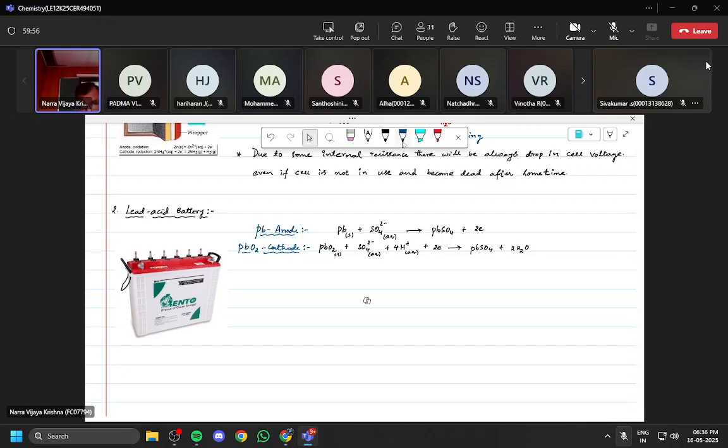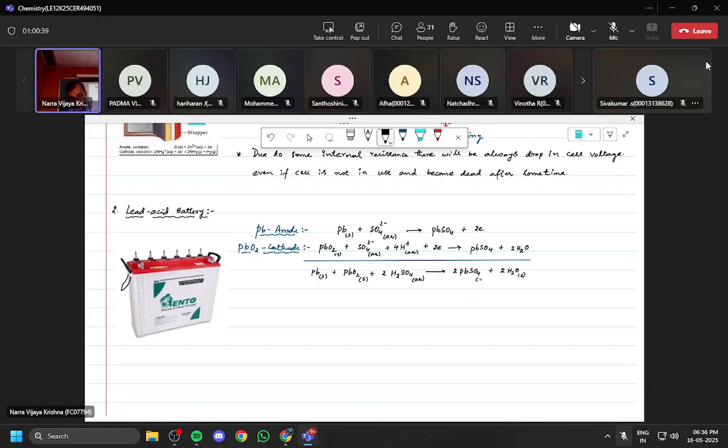Now, what is the overall reaction? Observe the overall reaction here. Lead plus lead oxide, and instead of writing 2SO4 2 minus and 4H plus, can I write 2H2SO4? Two electrons gained and lost. I am removing them, to form 2PbSO4 plus 2H2O.